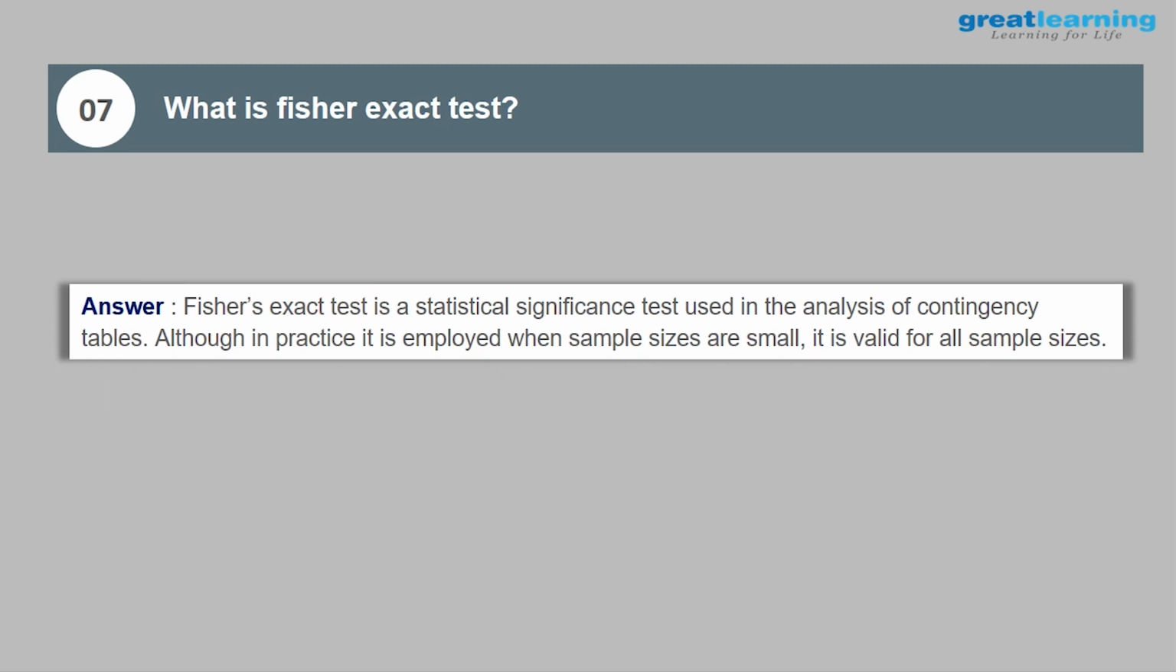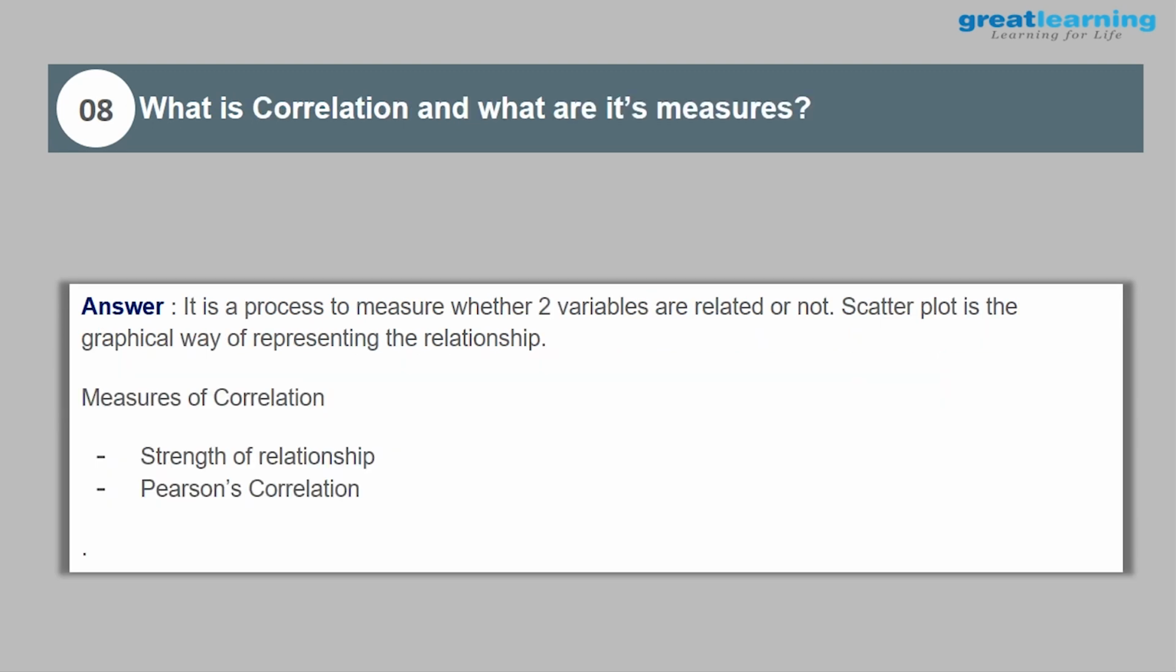Now let's have a look at what is Fisher's exact test. Fisher's exact test is a statistical significance test used in the analysis of contingency tables. Although in practice it is employed when sample sizes are small, it is valid for all sample sizes. Now let's have a look at what is correlation and what are its measures. Basically, correlation is a process to measure whether two variables are related or not. A scatter plot is the graphical way of representing the relationship. Measures of correlation include strength of relationship and Pearson's correlation.